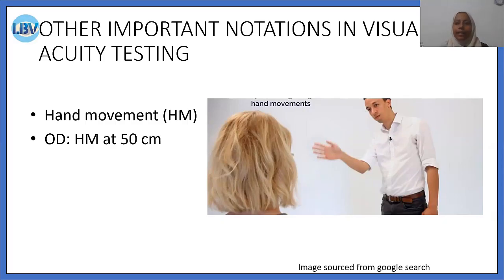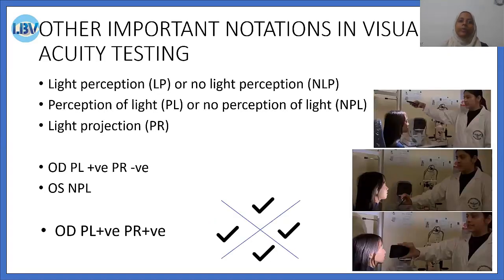If the patient is not responding to even the hand movements, then the next step is to see the light perception. So what do you see in light perception? You just put a torchlight in front of the patient's eye and wave the torch, and ask whether they can see the light or not. If the person says yes, they can see the light, then the test does not stop there.